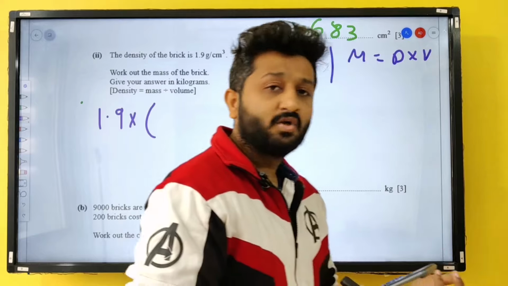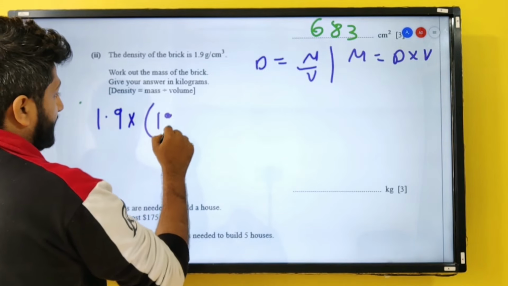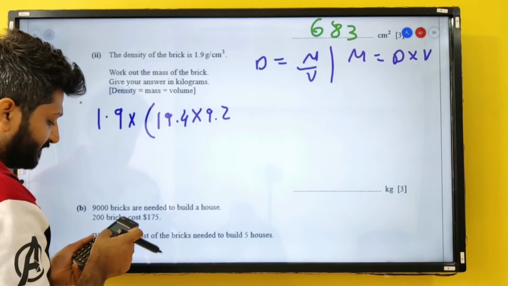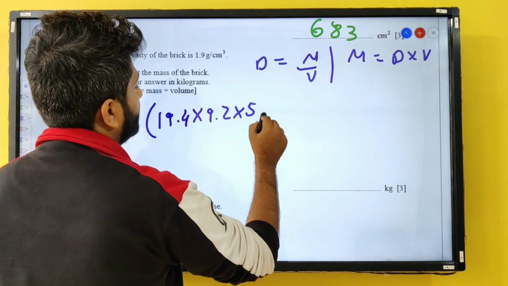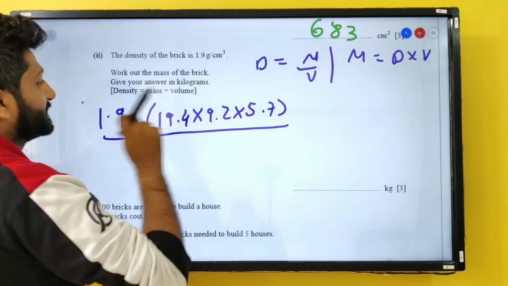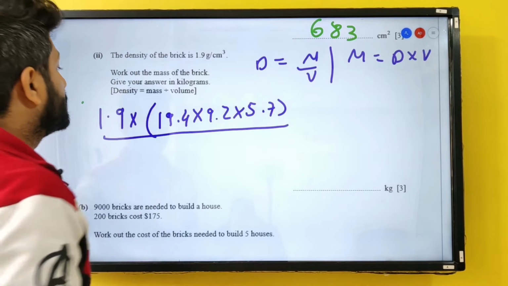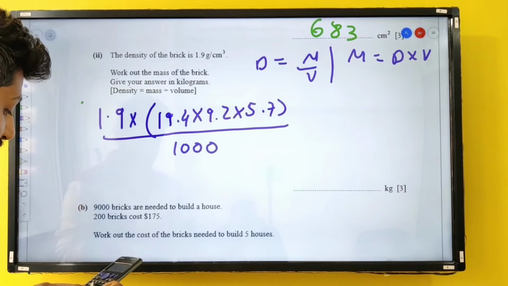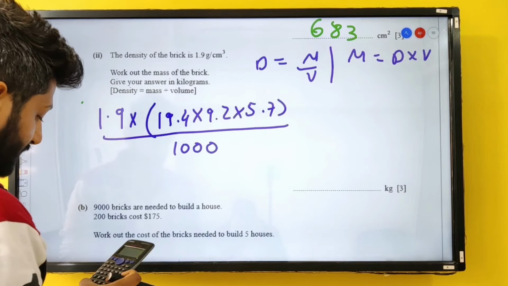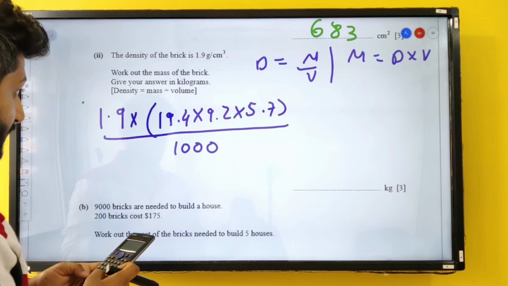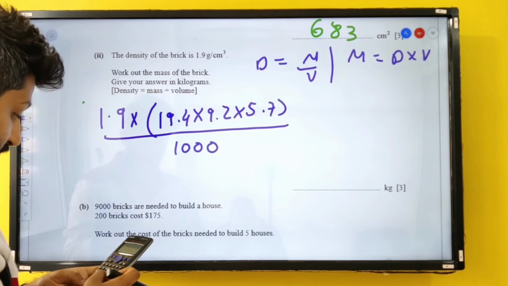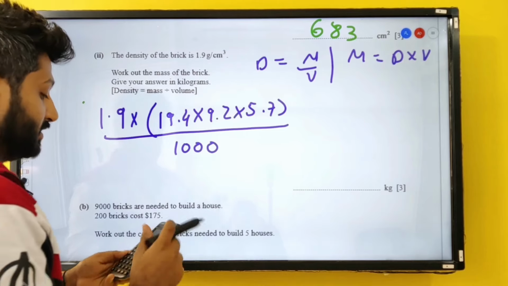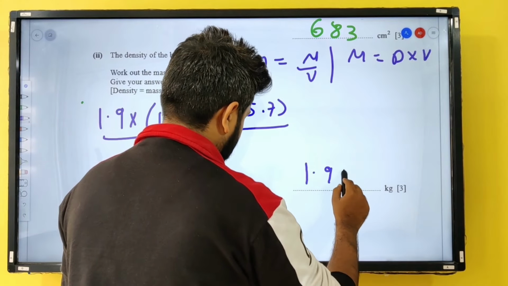How? By using length into breadth into height. My length is 19.4, breadth is 9.2, and I think my height was 5.7. Yes, 5.7. This is going to be my mass, but this mass is going to be in grams. So I'll divide this by 1000 to get the answer in kg. So 1.9 into 19.4 into 9.2 into 5.7 divided by 1000. So my final answer is 1.93 kg.